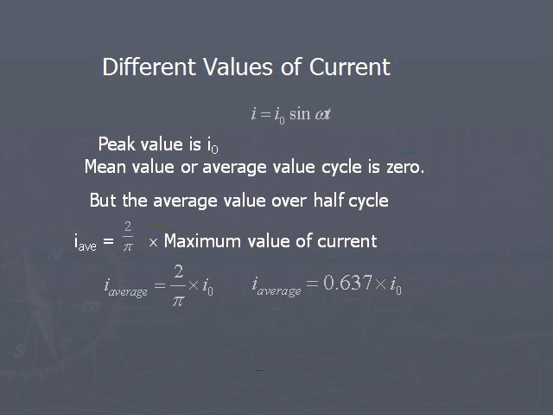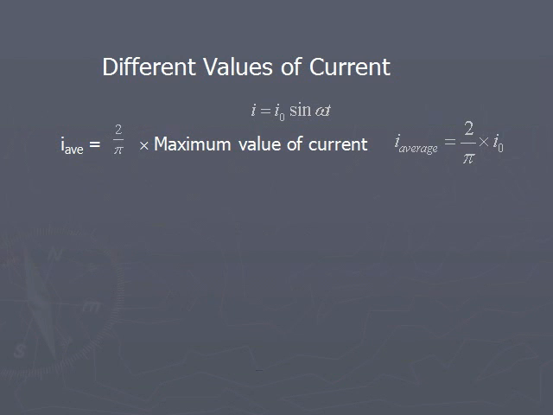I average is given by 2 by pi times the maximum value of current. So 2 by pi into I0. This is the average current. This average current is about 0.637 times the maximum current, the peak current. The average current is about 63.7% of the peak current. We can define RMS current. Actually, it is the effective value of current, or it is called the virtual value of current.